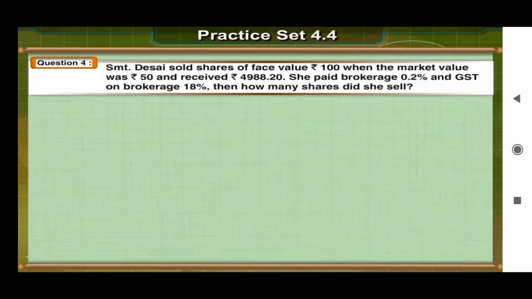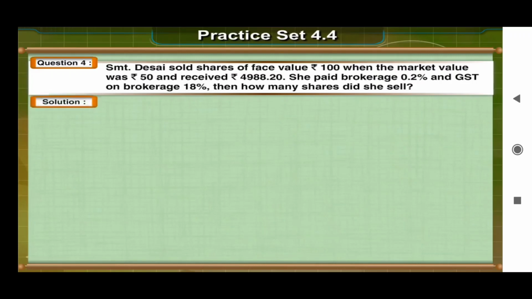Question 4. Srimati Desai sold shares of face value rupees 100 when the market value was rupees 50 and received rupees 4,988.20. She paid brokerage 0.2% and GST on brokerage 18%. Then how many shares did she sell?